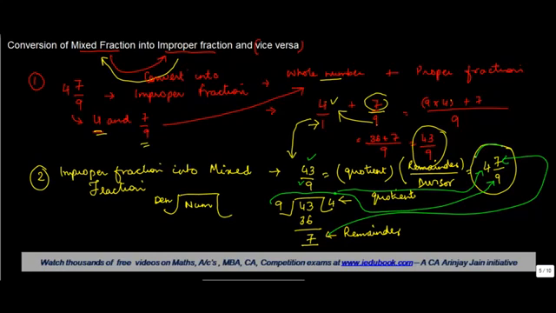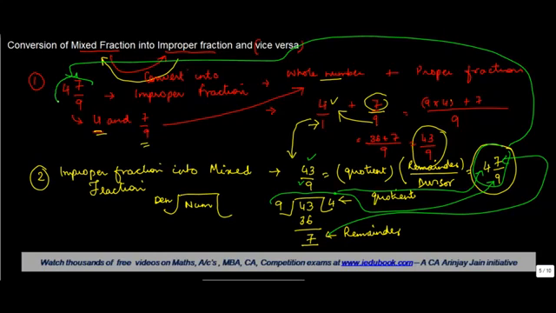And this is the same, if you remember, which we took as an example here, right? So that's how basically you convert a mixed fraction into an improper fraction and vice versa.